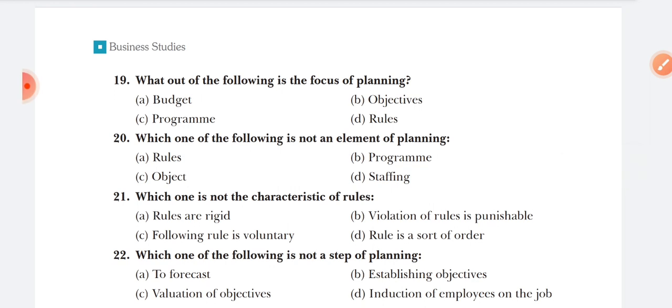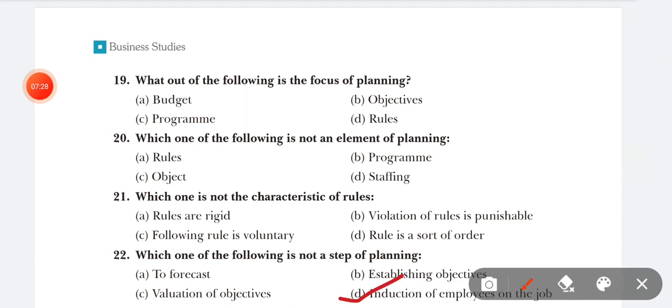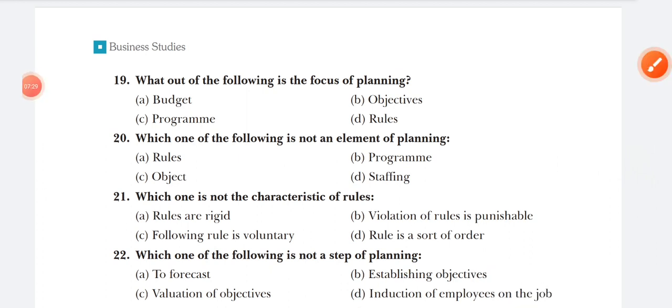Question 22. Which one of the following is not a step of planning? Option A, forecast, establishing objectives, evaluation of objectives, or induction of employees on the job. And the correct option is option D, induction of employee on the job.